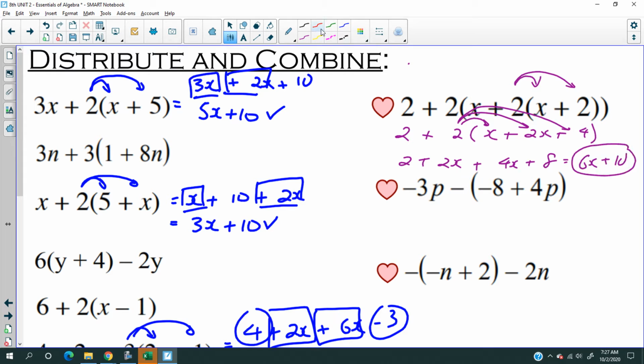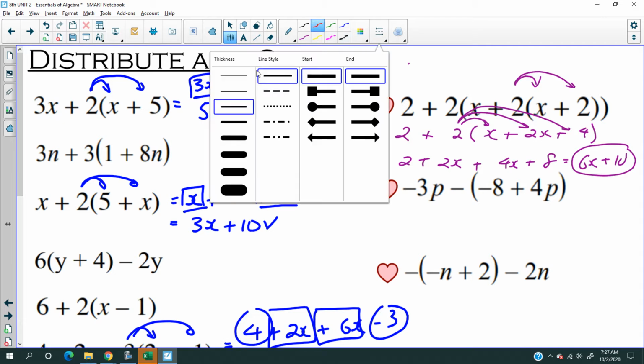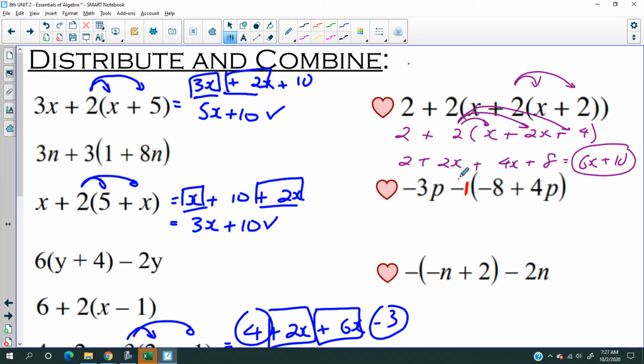Now for this one, you have to distribute this negative 1 here. So you would go ahead and do that. Okay, so I'm going to rewrite again. Negative 1 times negative 8 is positive 8. Negative 1 times 4p is negative 4p. All right, negative 3p minus 4p is negative 7p plus 8.